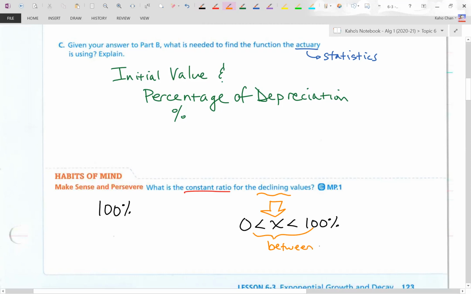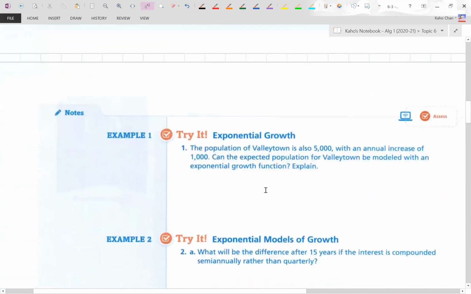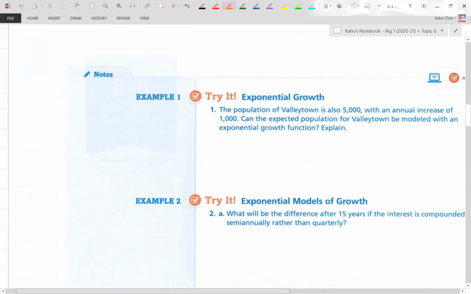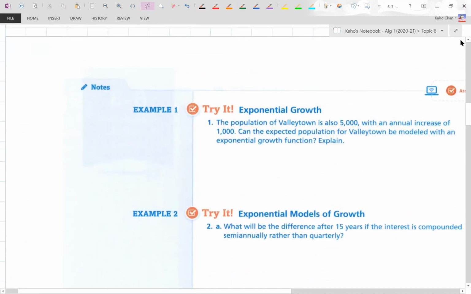All right. Let's take a look at the next page. Any questions? Nice. So our original opener is about decay, how something loses value like a car when you buy brand new. We have other situations where things actually grow. And before we do that, let's talk about the parts of these exponential growth and decay functions.